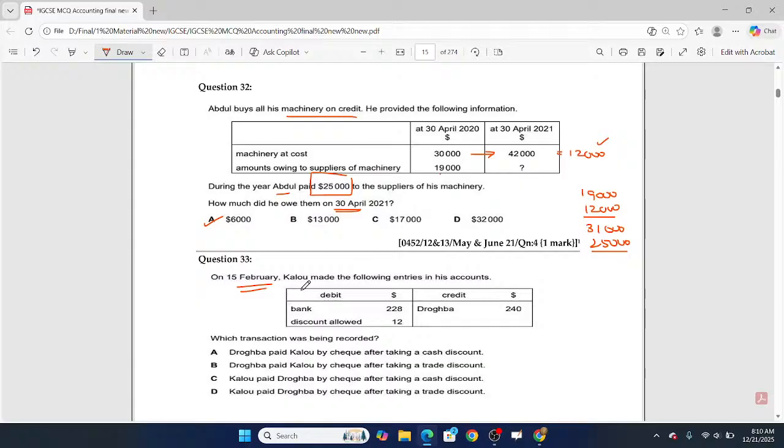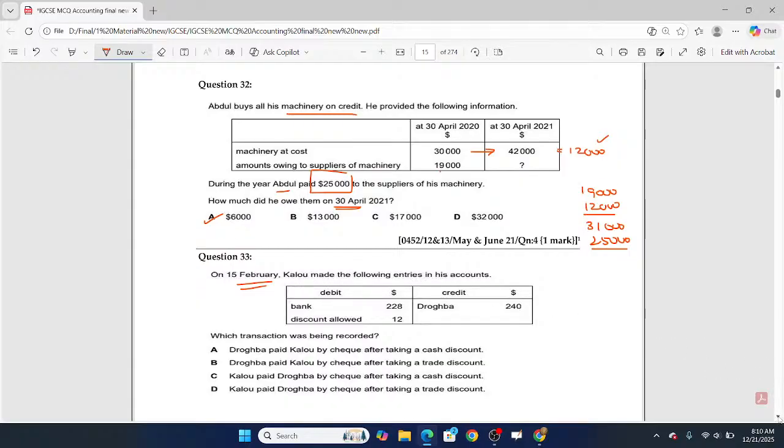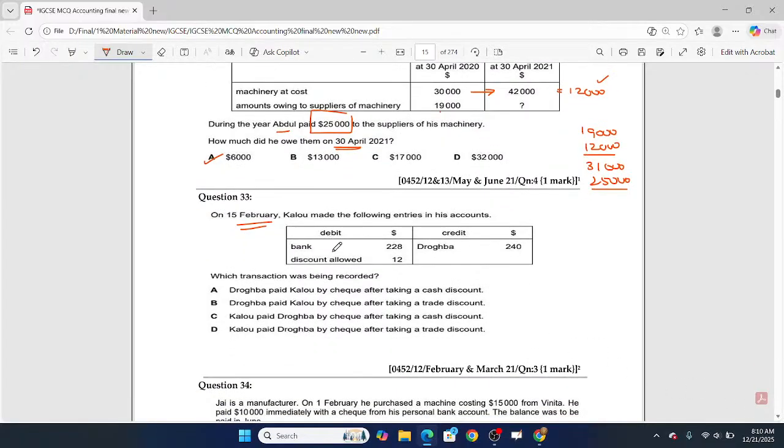On 15th February, Kalu made the following entries in his accounts. Bank and discount allowed on the debit side, and on the credit side, Drubha. This is how the record is done. This is the overall amount, but this is the amount we collected, and 12 rupees being the discount allowed.